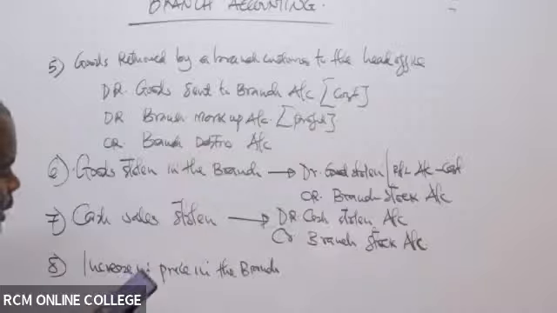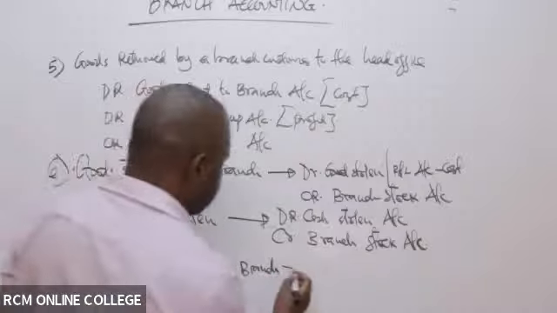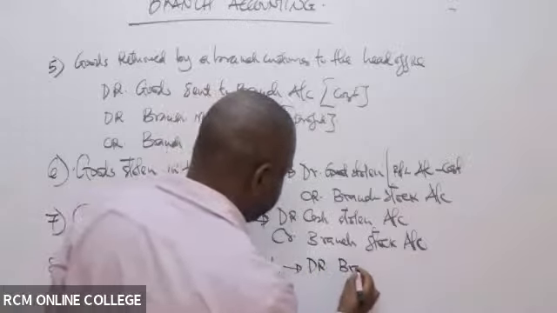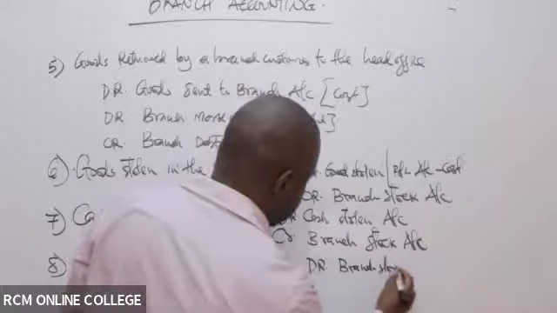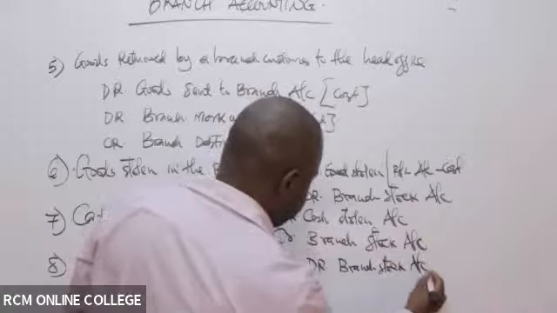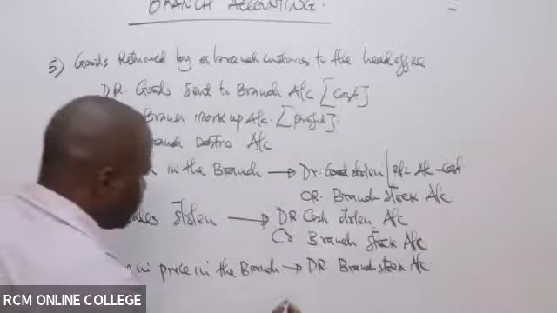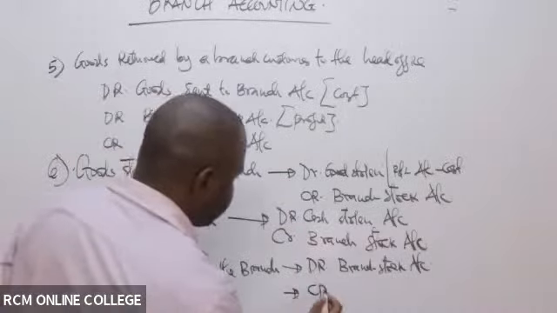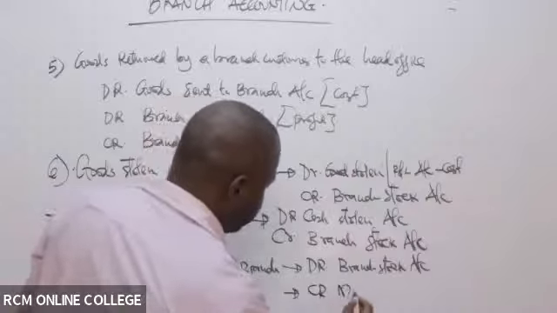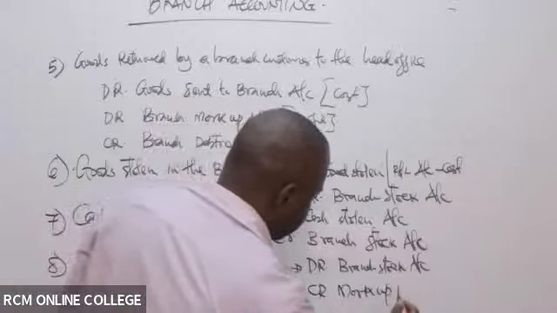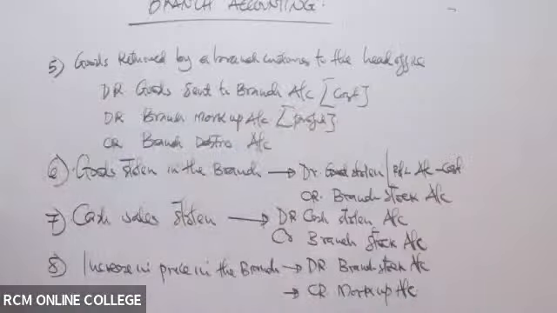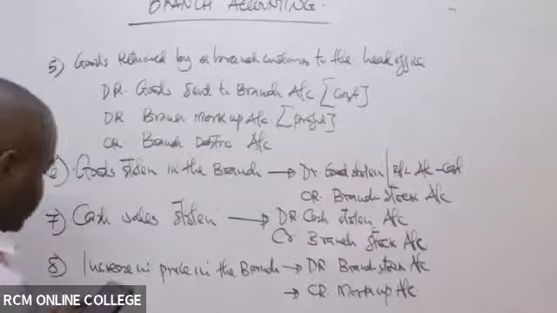So in this case, you debit the branch stock account with the profit element as a result of the increase. Then you credit the markup account. So when the profit increases, you'll end up having to credit the markup account. And of course, you're going to see how you eventually end up creating these accounts.